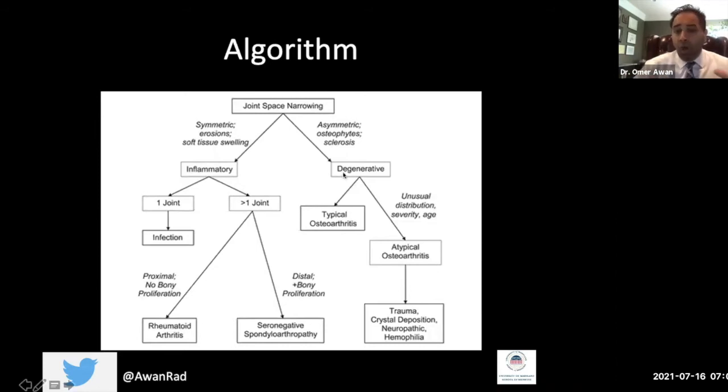So all degenerative arthritis are going to have osteophytes and proliferation of bone. All inflammatory arthritis are going to have loss of bone in the form of erosions. Now, there are other differences.